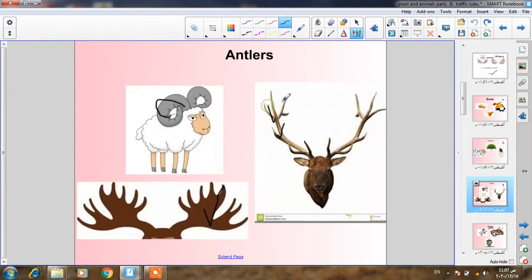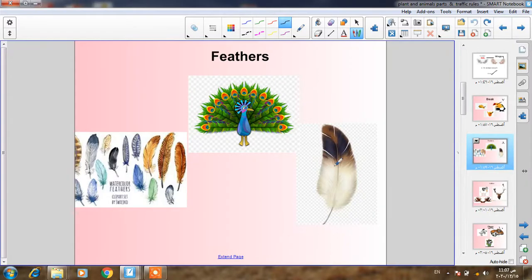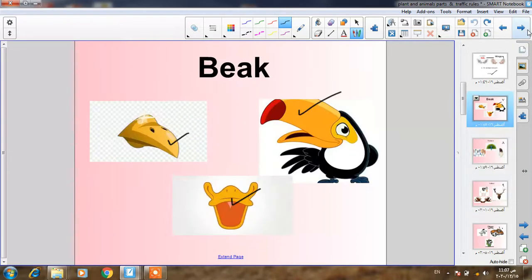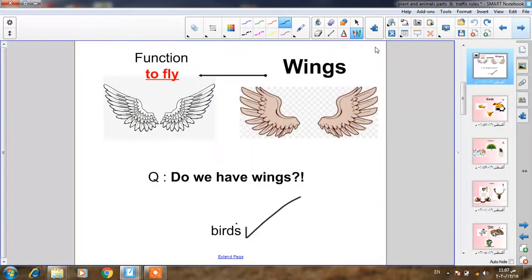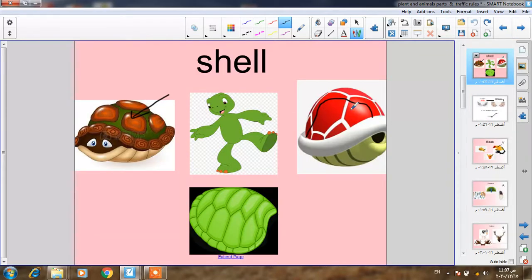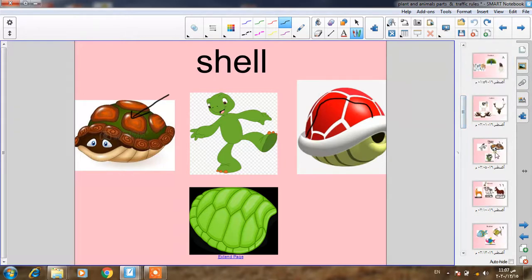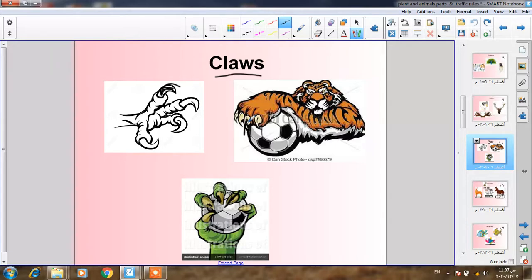And this is called what? Antlers. Okay. And these are feathers. And this is a beak. Okay. And these are wings. And this is a shell. Okay. So this is called what? Claws.